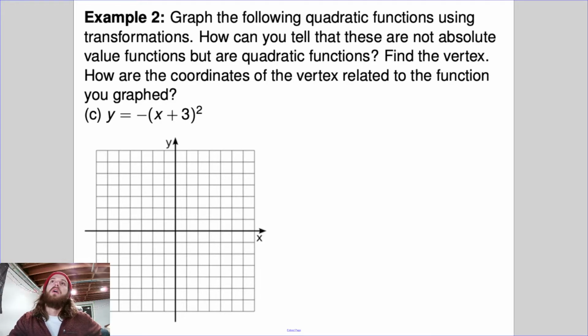Okay, here we go. All right, this one should go quick. My parent function, remember, y equals x squared. Looks like the blue dots. Okay, we have a shift plus 3. Plus 3 means left 3. And we have a reflection. So we're going to take this, we're going to shift it to the left 3. And we're going to reflect that downwards. So over 1 up 1, over 1 down 1, over 2 up 4, over 2 down 4. It's the same shape but upside down.